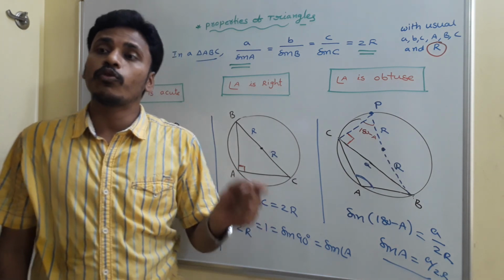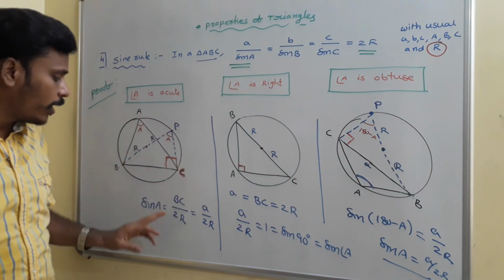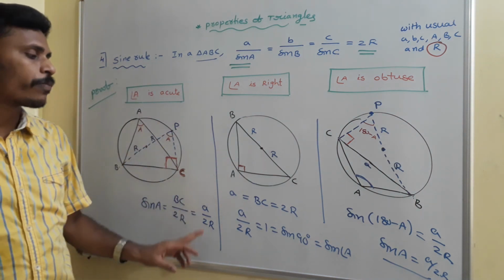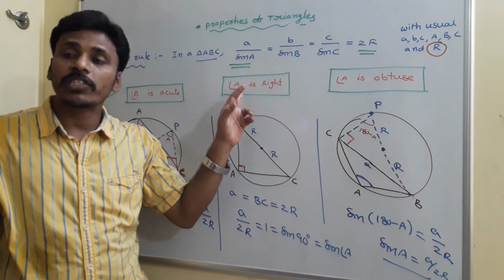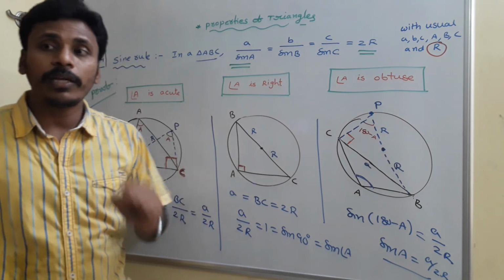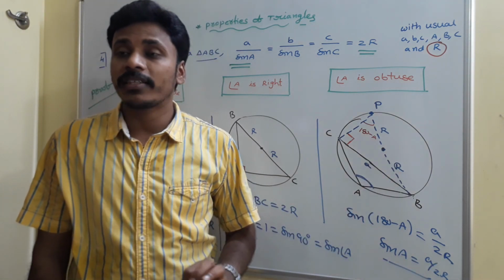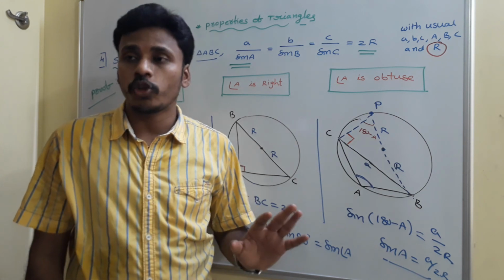Now again, if you think about angle B in the same case, if angle B is acute, you will get sin B is equal to b by 2r. If angle B is a right angle, you will get sin B is equal to b by 2r. If angle B is obtuse, you will get sin B is equal to b by 2r. And in the similar case, for sin C also it works.